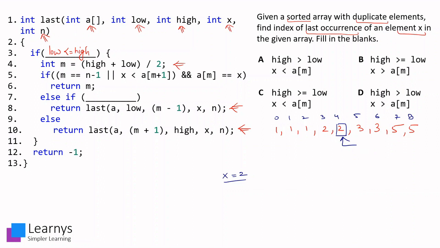So let's see the code over here. First they are finding out the middle index. In my case, my middle index will be 4. If m is double equals to n minus 1, which is not the case right now. Or they are saying x is less than A of m plus 1. That means A of m plus 1 is index number 5. So the value there is greater than x. The value there is 3 and it is greater than x, that is x is 2. So this is going to be true.